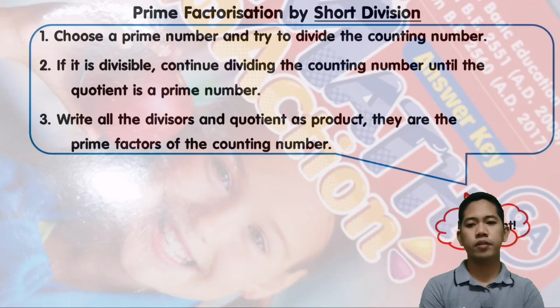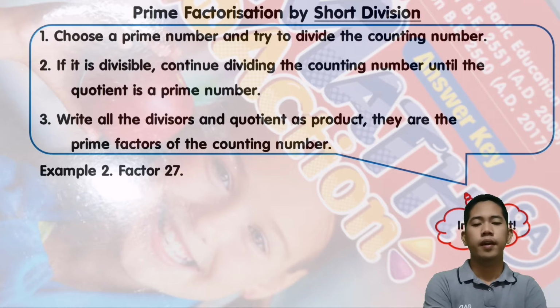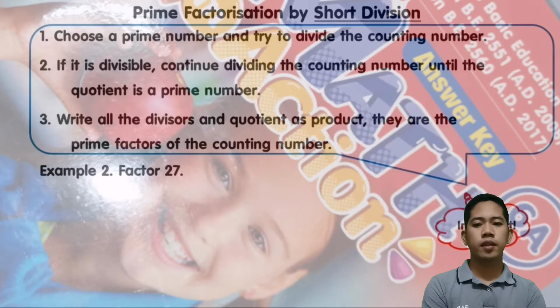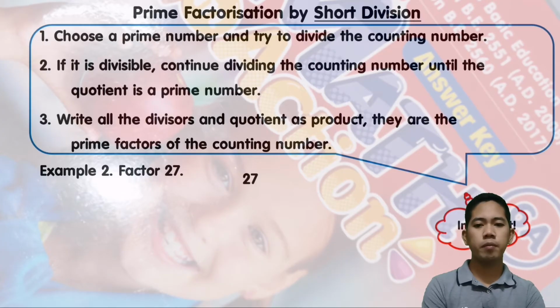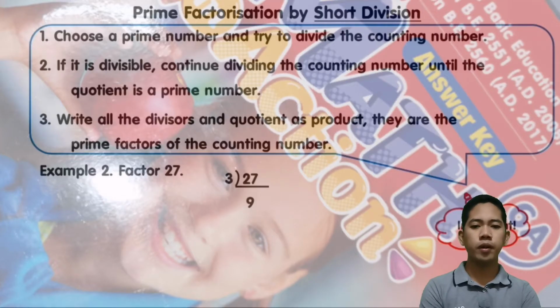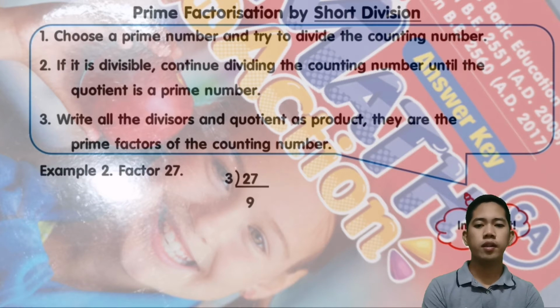Okay, if you are still confused, let us take example number 2. For number 2, let us express 27 as the product of its prime factors. What prime number can divide 27? Yes, 27 can be divided by 3. And 27 divided by 3 is 9. Is 9 a prime number already? No, 9 is not yet a prime number. So that means we have to continue dividing until the quotient is a prime number.